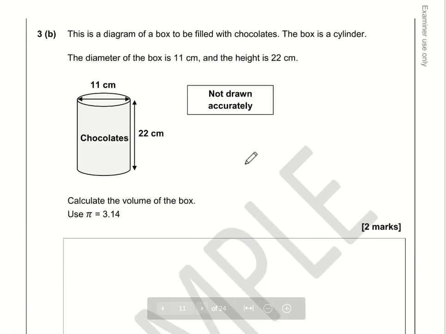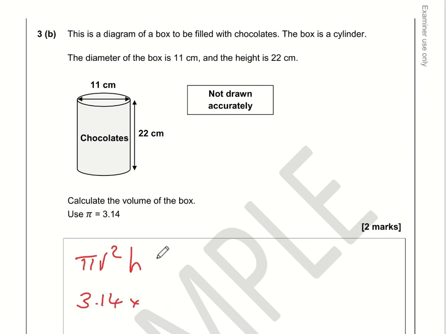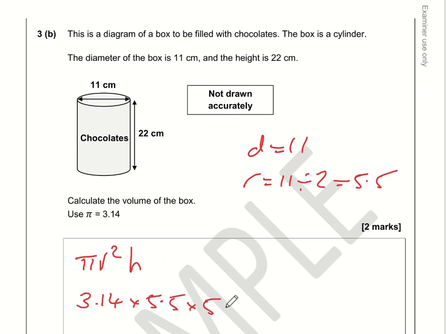So we want to calculate the volume of this box. It's a cylinder. Now the volume of a cylinder is the area of its face, which is a circle, times the height. Now the area of a circle is pi r squared times the height. So this here is the formula for the volume of a cylinder. We've been told pi is 3.14, so it's 3.14 multiplied by, okay, now the diameter is 11, so therefore the radius is 11 divided by 2, which is 5.5, so 3.14 times 5.5 times 5.5 times a height of 22.